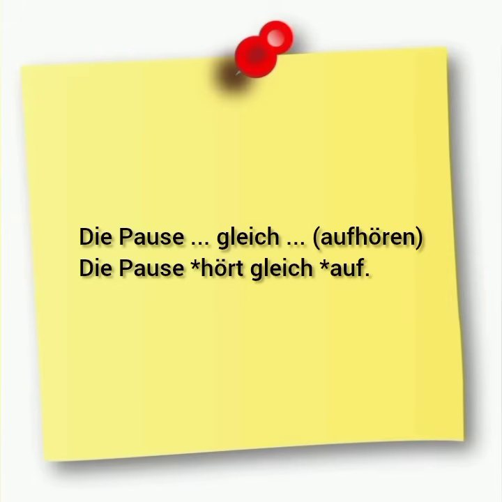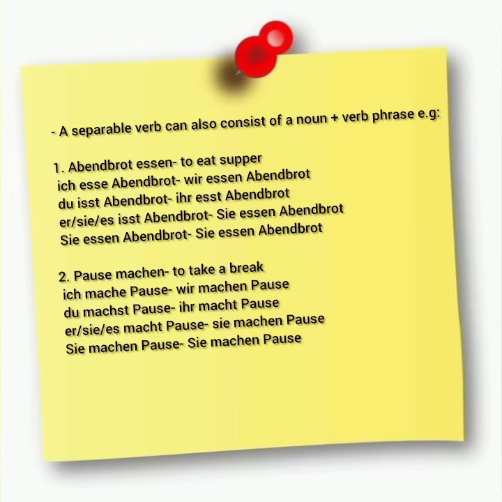Unless there's any other question, that brings you to the end of that first bit. Now, let's look at the other category. A separable verb can also consist of a noun plus verb phrase. Like in the example, I have Abendbrot essen. The noun is Abendbrot, and the verb is essen, to eat or to take supper. So how do you conjugate? Ich esse Abendbrot. Du isst Abendbrot. Es isst Abendbrot. Sie essen Abendbrot, wir essen Abendbrot, in that order.